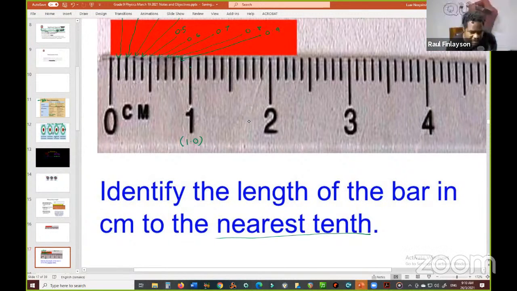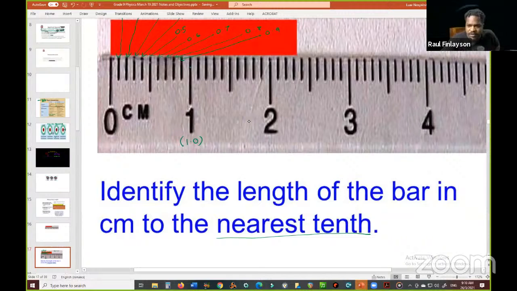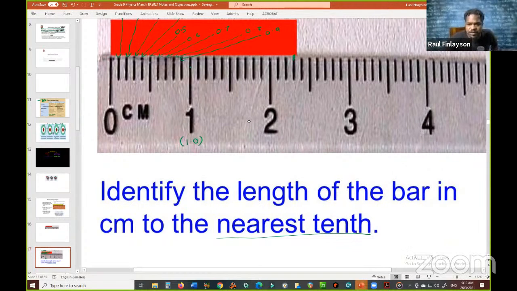And so to the nearest tenth, what we have here is, look at this. The bar stops right here, guys. And we apply the same principle here. Count the number of spaces. Count the number of small spaces now that line up with the object that's placed beside the ruler.